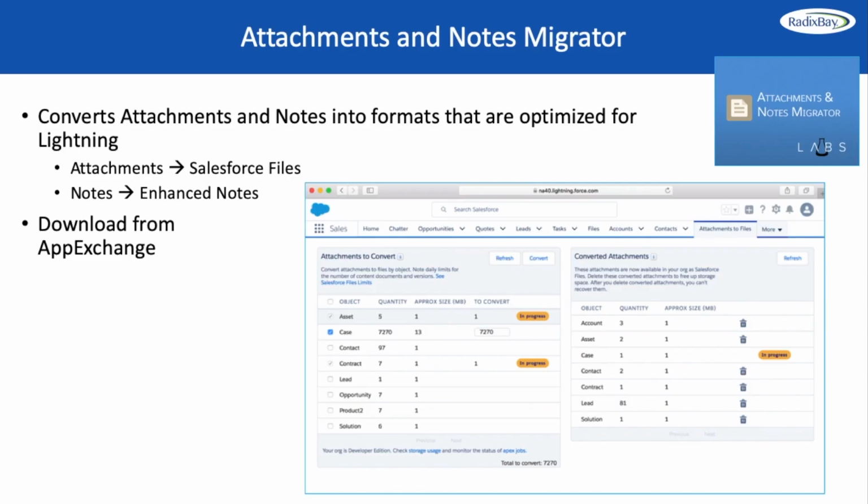The next tool I used was the Attachments and Notes Migrator. This is an AppExchange app by Salesforce. Clients may have older attachments and notes that they need to migrate. Those need to be upgraded so they are optimized for Salesforce Lightning. For those of you who don't know, Salesforce has two interfaces: Classic and Lightning. Lightning is the new and improved interface, and Salesforce is pushing to retire the Classic interface. Therefore, it is important to update these formats.